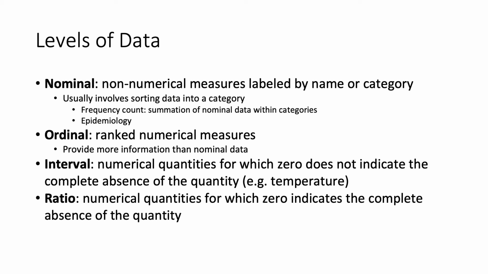The last data level is ratio, where numerical quantities for which 0 indicates the complete absence of the quantity. So this is where 0 is an absence of the quantity being measured. Some examples of this are age, height, weight, and distance.